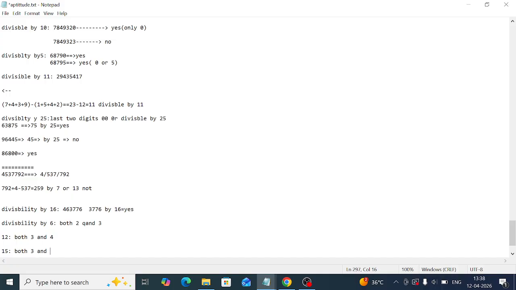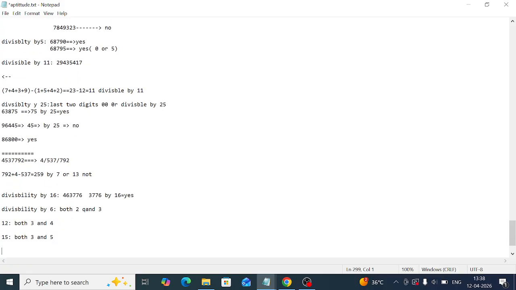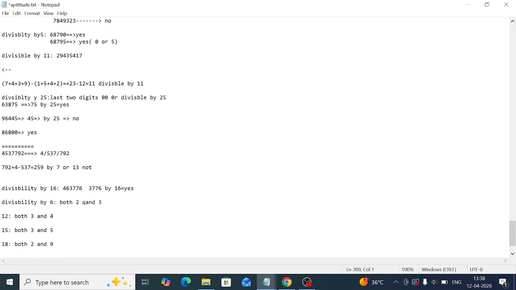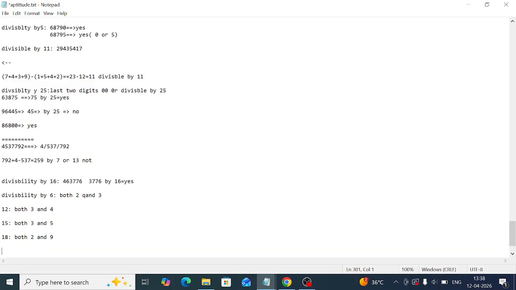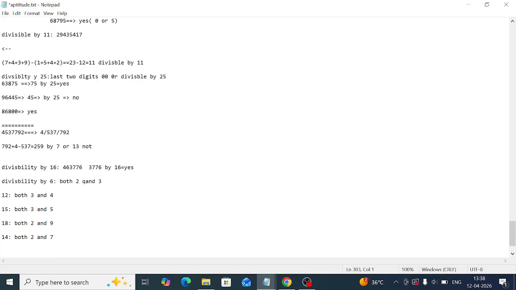Next, a number is divisible by 18 if it is divisible by both 2 and 9. Next, a number is divisible by 14 only if it is divisible by both 2 and 7.